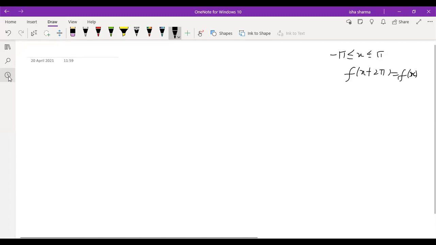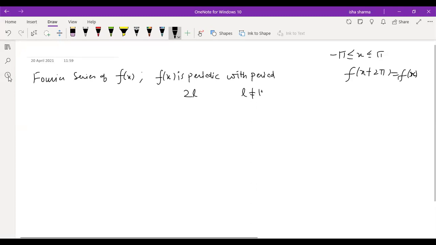The period can be 2 times something, 2 times L. So let me just write that. If you want to compute the Fourier series of f(x) such that f(x) is periodic with period 2L, where L is not equal to pi, something other than pi, it can be any real number, and the function is defined on minus L to L. So it's the same thing, just pi has been replaced with some number L, minus L to L.